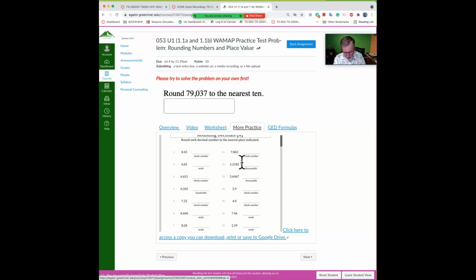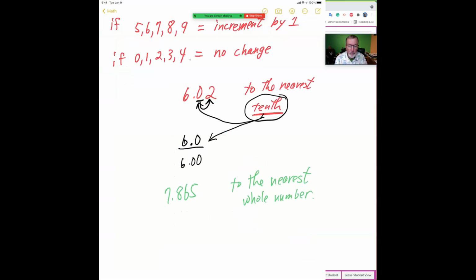7.865. Let's do this in a new color. Go with green. 7.865 to the nearest whole number, or to the nearest 1. Okay. You can call that whole number or 1. So it's good to do these practice problems just to round out your vocabulary. So let's pick another color, and then I'll switch to the tablet view.